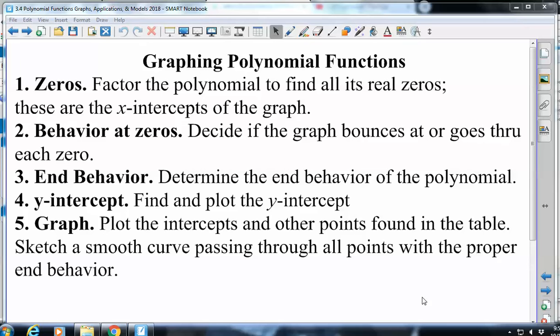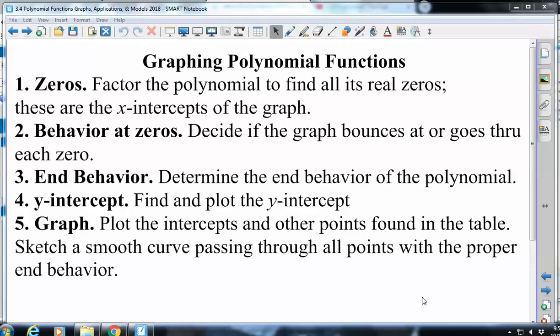I'm paying attention. Okay. We need to make sure we're factoring it first, and then we can find the zeros because we've done that before. When it's in factored form, it's just what makes each parenthesis zero. We're going to decide if our graph will bounce or go through at each, which we mentioned yesterday has to do with your multiplicity. Even multiplicity will bounce, odd multiplicity would go through.